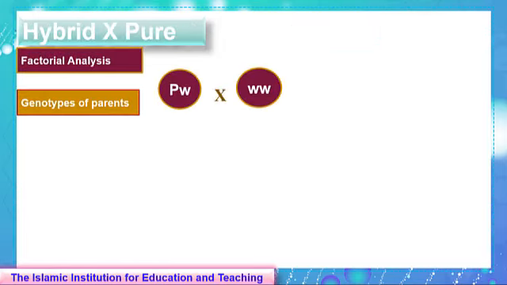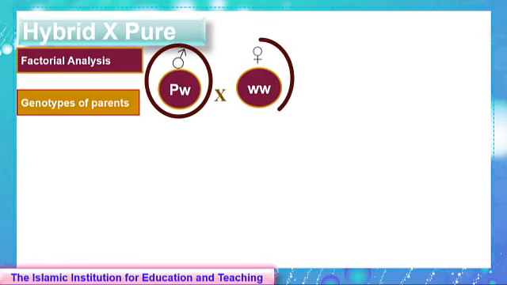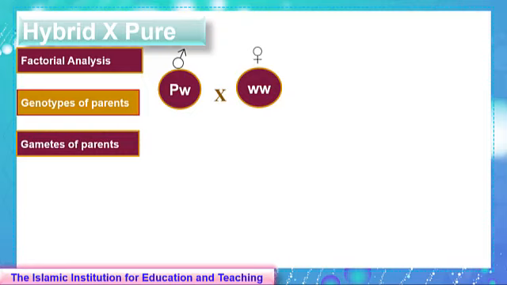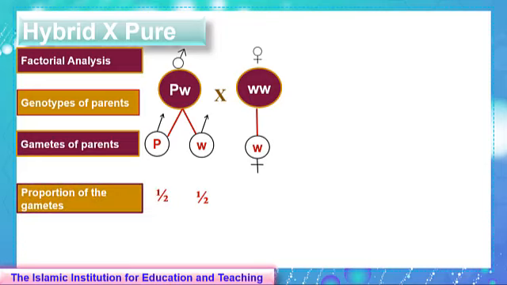We start with the genotypes of the parents. PW, suppose this is the male, and WW the female. Then the gametes of the parents. The male gives two types of male gametes. Half of them carry the P allele and the other half carry the W allele. All the female gametes will carry the W allele. The proportion of the gametes are half for each male gamete and one for the female gametes.